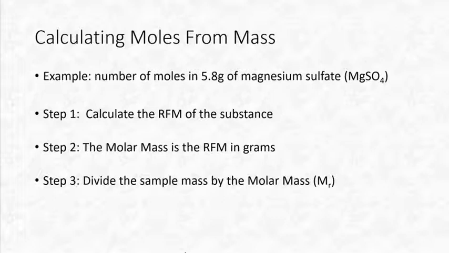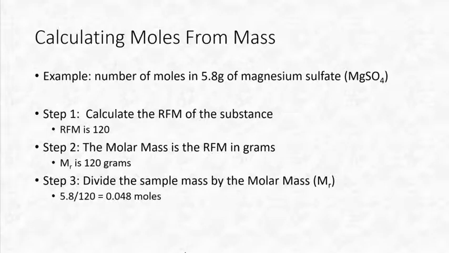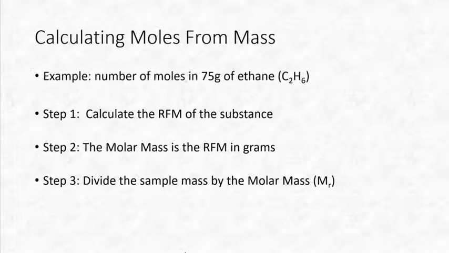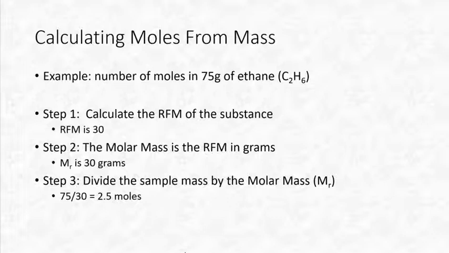Another example, the number of moles in 5.8 grams of magnesium sulfate. The relative formula mass is 120, the molar mass is 120 grams, and the sample mass was 5.8, so the number of moles is 5.8 divided by 120, which is 0.048 moles. And another example, the number of moles in 75 grams of ethane. Ethane has a relative formula mass of 30. The molar mass is 30 grams, so 75 grams is 2.5 moles.